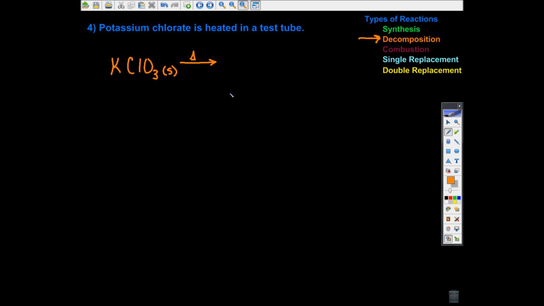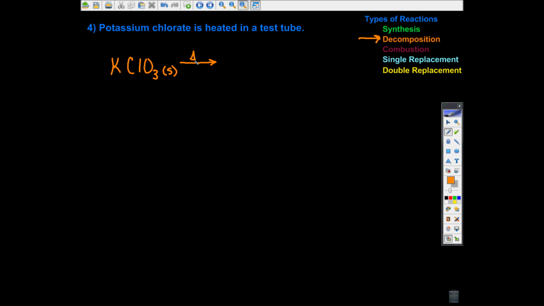Now, there are 5 basic decomposition reactions that you're just going to have to memorize. And I will list them for you on the next slide in case you've missed that information somewhere along the way. This is one of them. This is the decomposition of a chlorate.